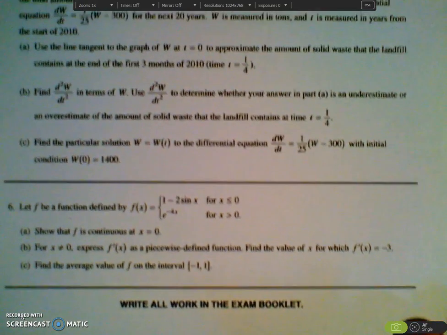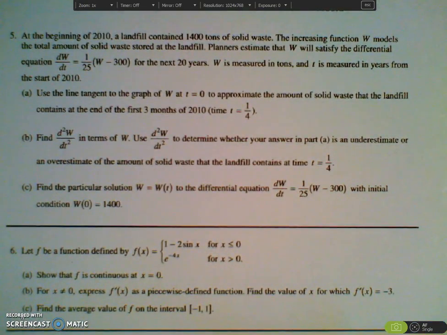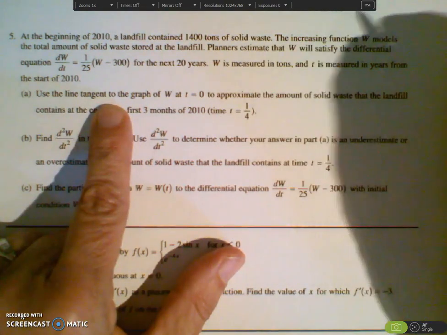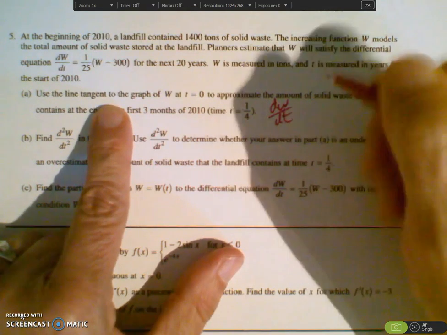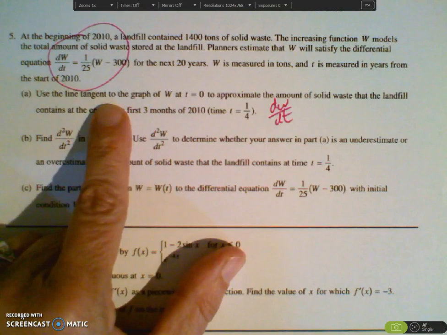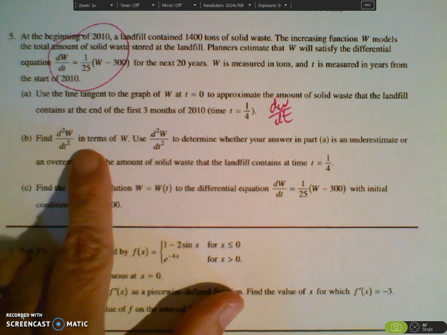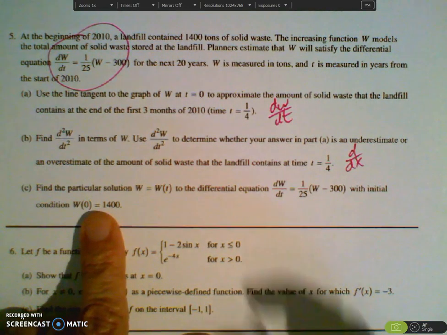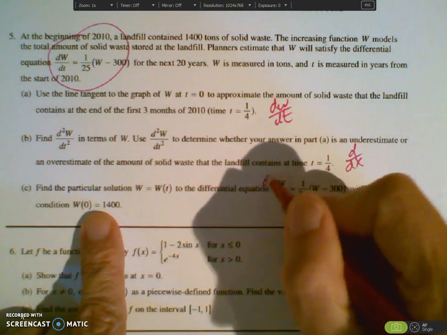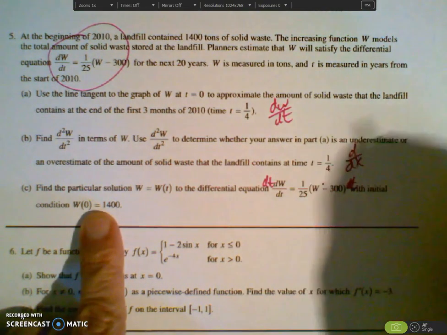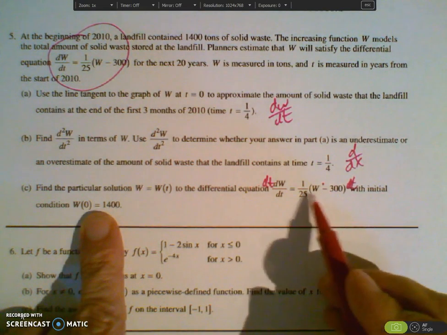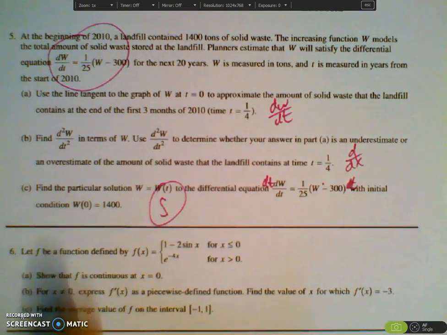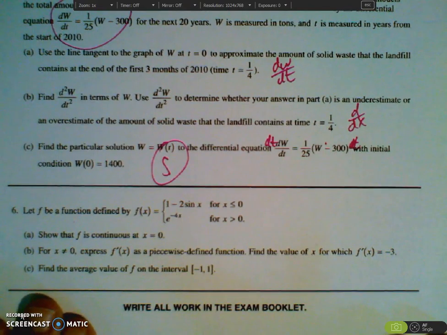Now we're on question number 5. Question number 5, use the line tangent to the graph. Well, whenever I'm writing the equation of a tangent line, I need to find the slope, which is the derivative. Now in this case, I don't have to find the derivative. It's been given to me in the problem. But still, I'll call this a derivative problem. And here, finding the second derivative, well, that's another derivative problem. And here in part C, where it says find the solution to the differential equation, I'm going to have to separate my variables, and then I'm going to have to integrate both sides after I get them separated by dividing both sides by w minus 300. So this involves integration.